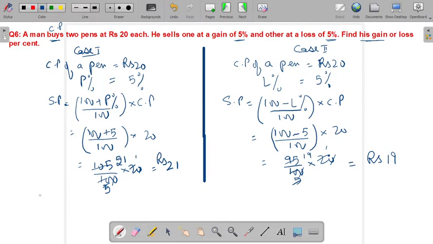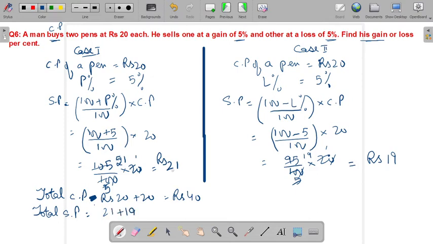Now the question is, you have to find out the gain or loss percent. So for this, we will find out the total cost price. Total cost price will be how much? 20 plus 20. So this is rupees 40. And total selling price will be 21 plus 19. This is 21 selling price, and for the second pen 19. So rupees 21 plus 19. Again it is coming as rupees 40.